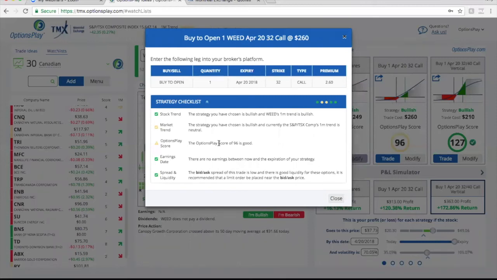The strategy checklist will go over a few different things just to make sure you're trading with the trend of the stock and with the trend in the market. We check the OptionsPlay score to see if it's good, if you have good risk reward on this trade. We check the earnings date to see if there's earnings between now and expiration. And lastly, we check spread and liquidity. So we check to see how liquid an option is.